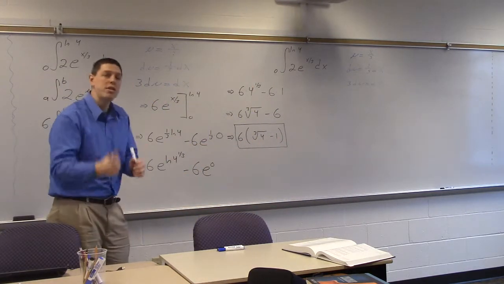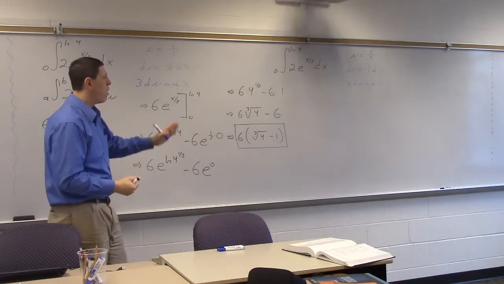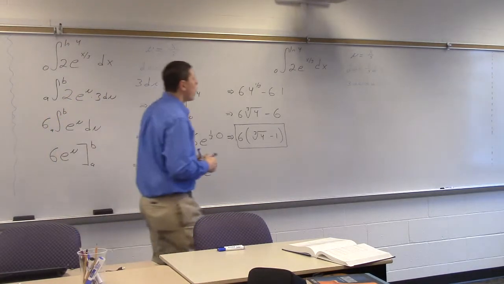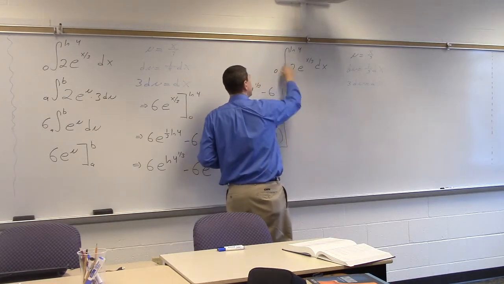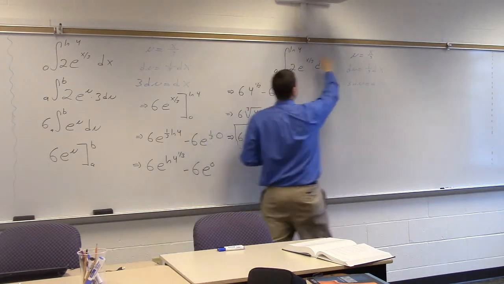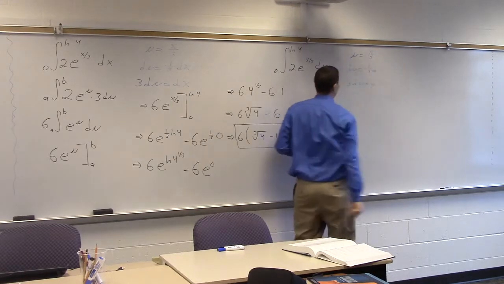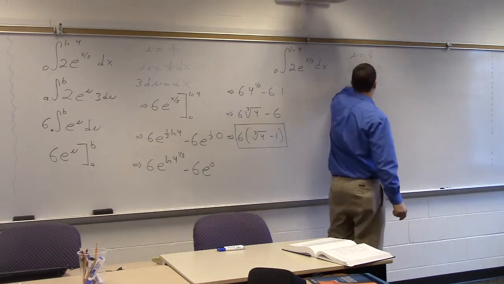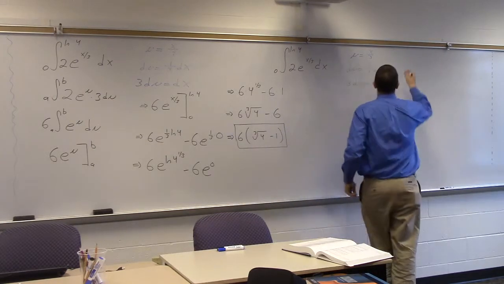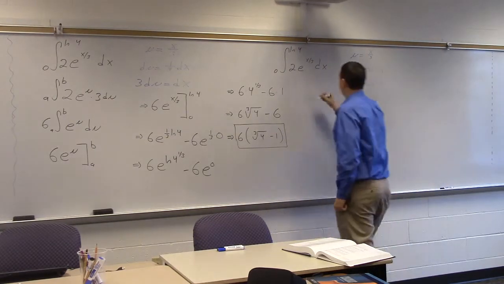Now, here's what's different about this problem and the previous problem. What we're going to do is take the limits of integration, the 0 and the ln 4, and plug them in right here, because u is equal to x over 3. So, let's just do it over here.